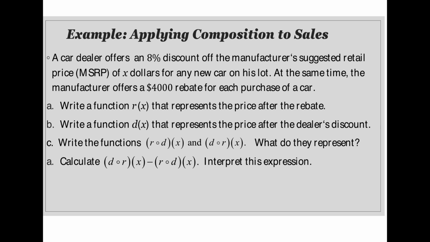Regardless, we're going to first do a rebate one, so we're calling that R of X, and then a discount one, D of X. And then we're going to do two different composite functions, R of D of X and then D of R of X, because that 8% plays a role. Percentages are always based on something, right? Percent of something. So are we basing it on the MSRP, or are we basing it on after the rebate? So all of those things are going to make a difference. And then we're going to do another thing there at the end. So let's just start with the first.